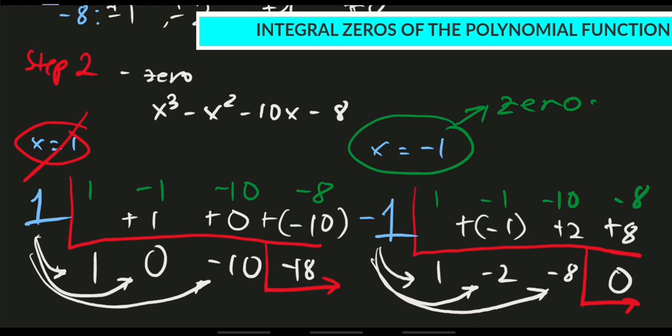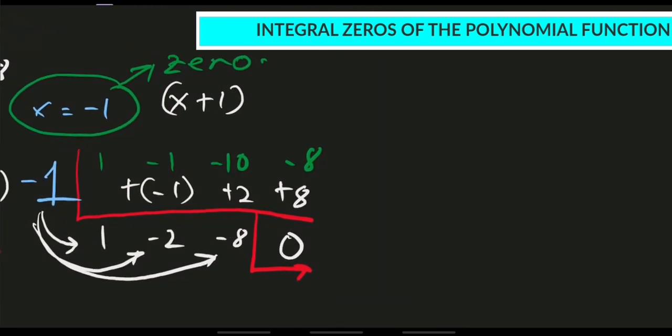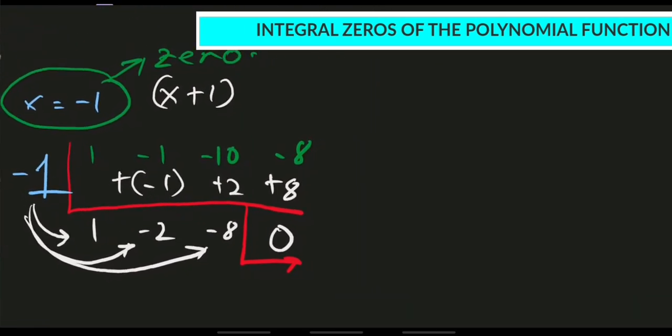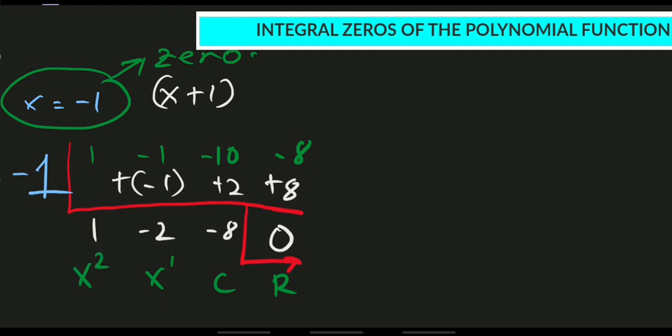That means if we have x as negative 1, and we want to convert this into a binomial, x as negative 1 is equal to x plus 1, right? So let's list what the quotient is for this given problem. Again, the last value serves as the remainder. We have the constant, the first degree term, and then the second degree.